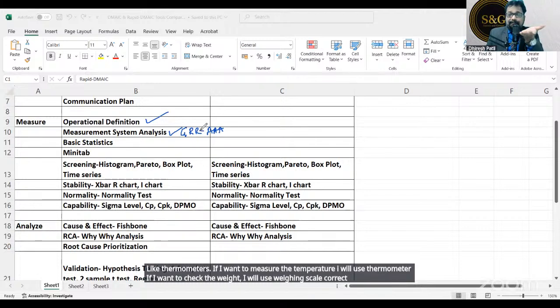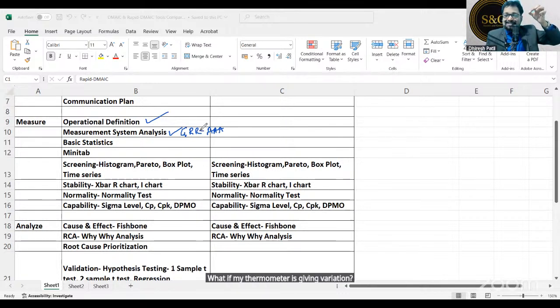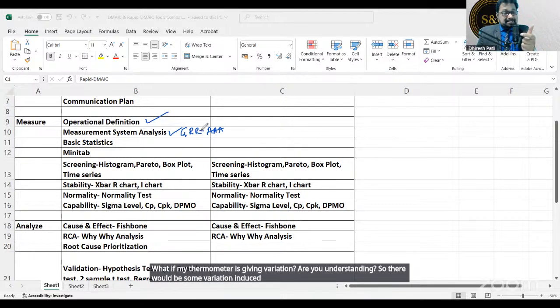Now, what if the weighing scale is giving variation? What if my thermometer is giving variation? Are you understanding? So there would be some variation induced because of the measurement system, and that's why measurement system analysis is done. Very, very important point.